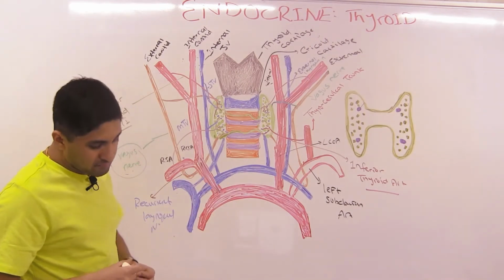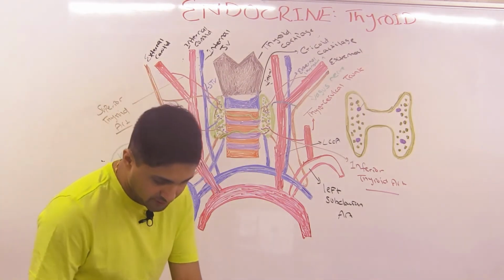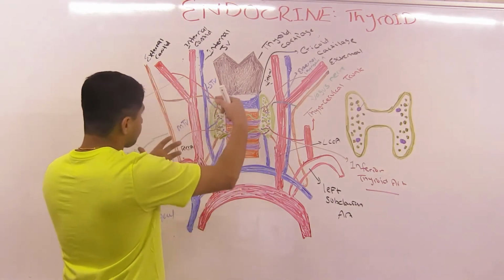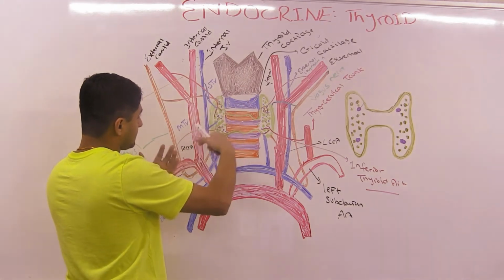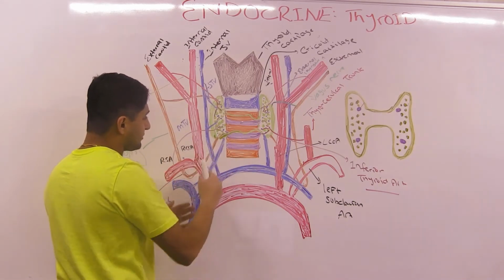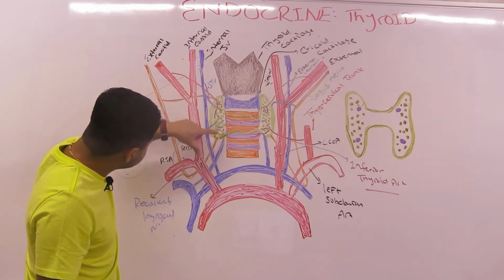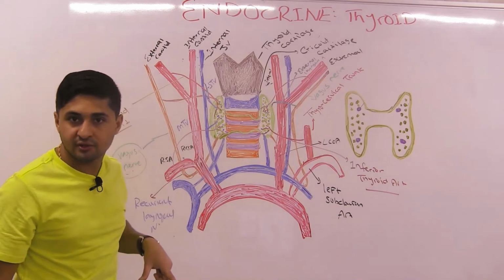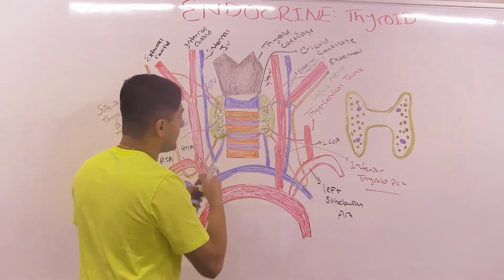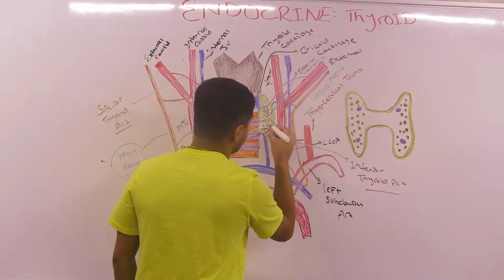Now there's one more. If there's a superior and a middle, there has to be an inferior too, right? There's also an inferior vein. But the inferior vein bringing deoxygenated blood is not coming from the internal jugular vein. What happens is that the superior thyroid veins and the middle thyroid veins drain into the internal jugular vein. They bring deoxygenated blood and drain into the internal jugular vein. Same thing here. So this is superior, and this is inferior.